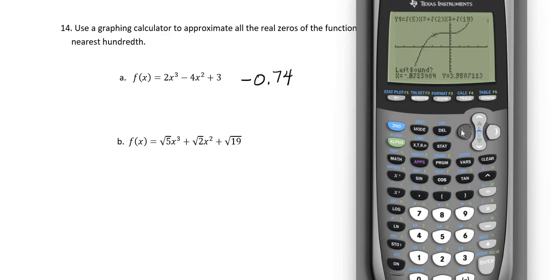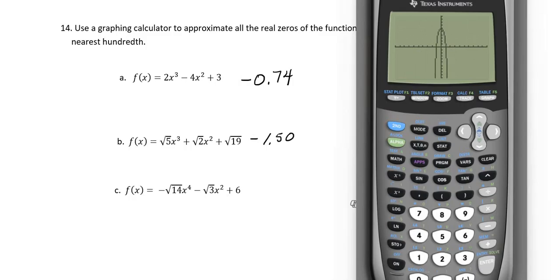Scroll over to the left of the 0. Press enter. My right bound. Press enter. And then enter one more time. And I get my 0 of -1.5.